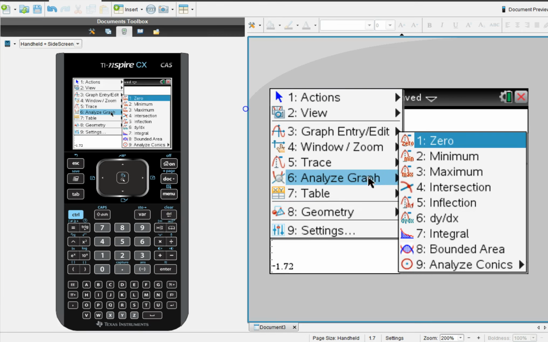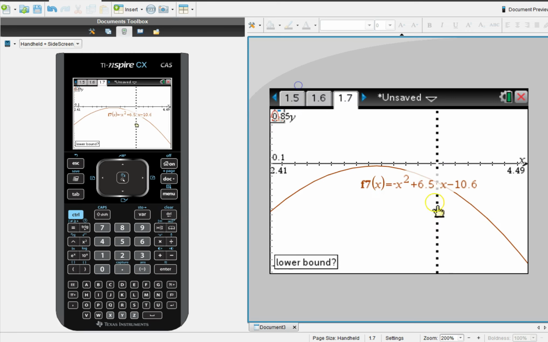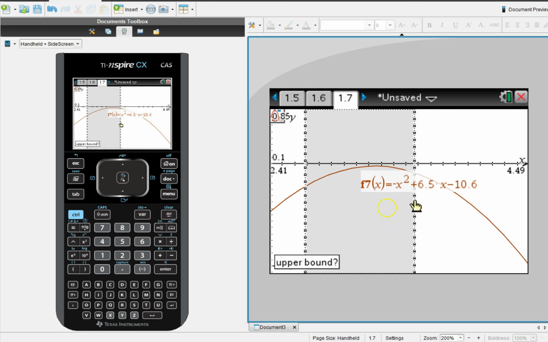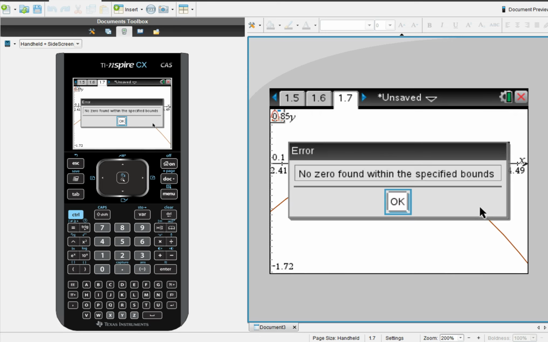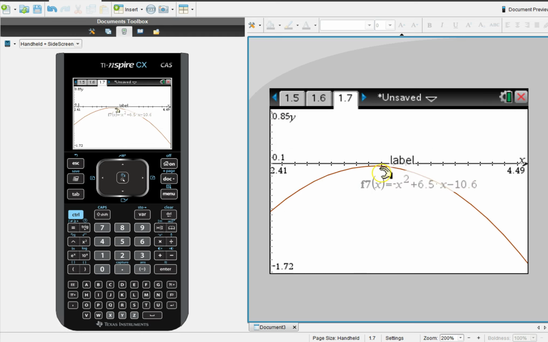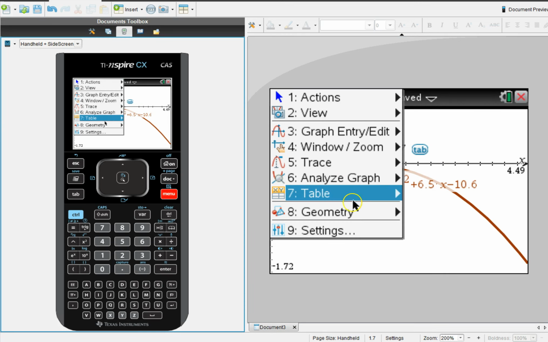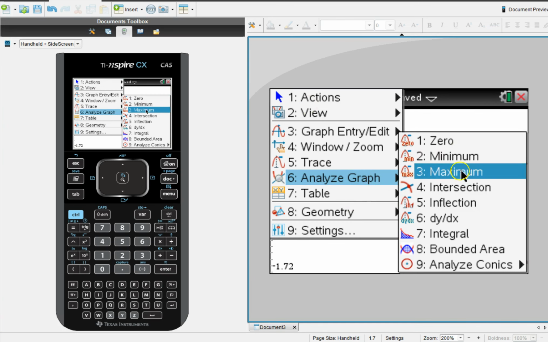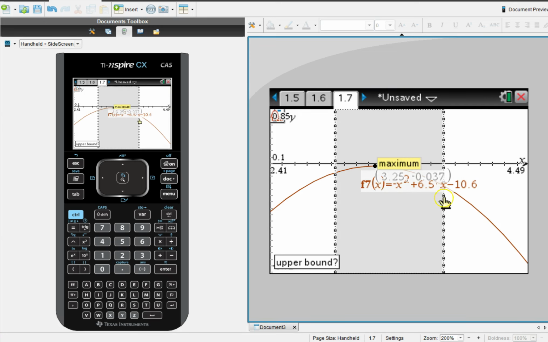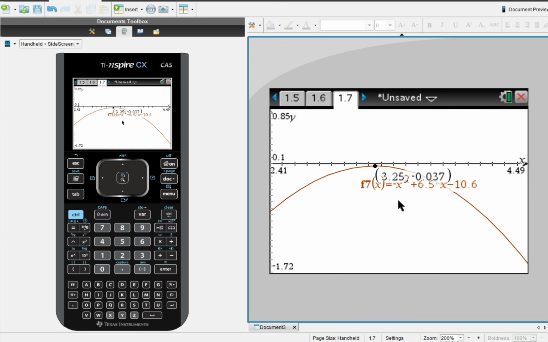Menu, analyze. We thought there was a zero right there. But if I look lower and above, it's not picking anything up. What does that mean? There is no zero in this graph. It looks like it reaches, but it never quite gets close enough. This I could grab the max, just to show you, that's the highest point. What does that mean? It never reaches zero, does it?